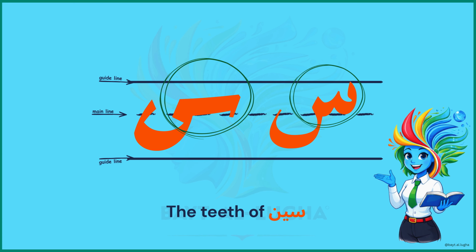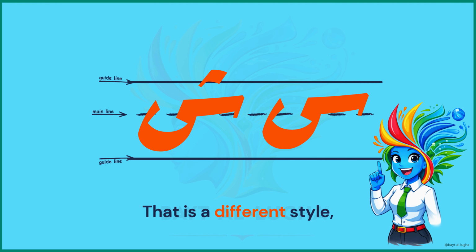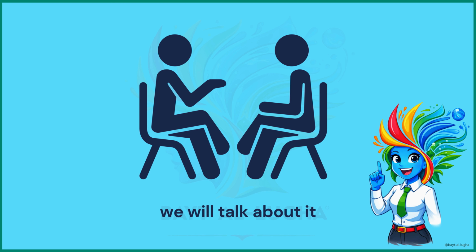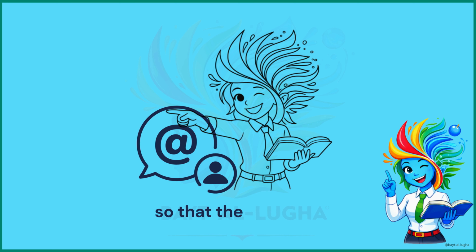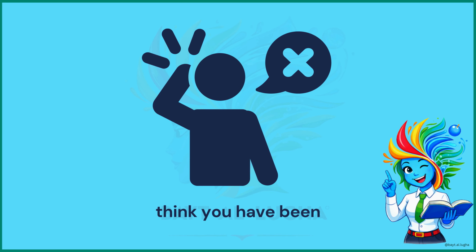The teeth of sin gets flattened into a single straight line, and the 3 dots of shin collapse into a single small caret. That is a different style, not a different letter. And it is module 2 material that we will talk about. I mention it only so that the first time you see a handwritten shopping list, you do not think you have been taught wrong.